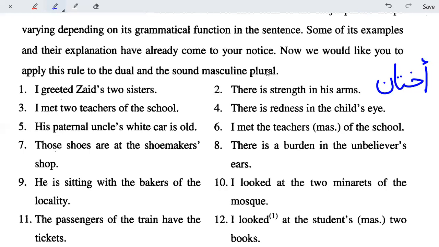But his arms. Arm is muzaf and his is muzaf ilay. So noon will be deleted. Fi adawaihi kuwa. Yes. Next. I met two teachers of the school.